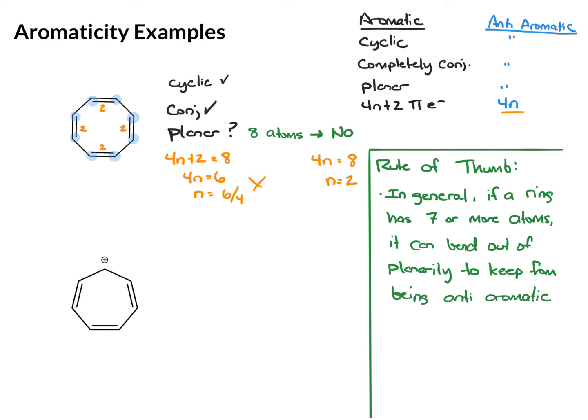And if it's not planar, what happens is these p orbitals are no longer going to be parallel. And as soon as you bend those out of being parallel, then that's going to break the conjugation, and it's going to be just non-aromatic.